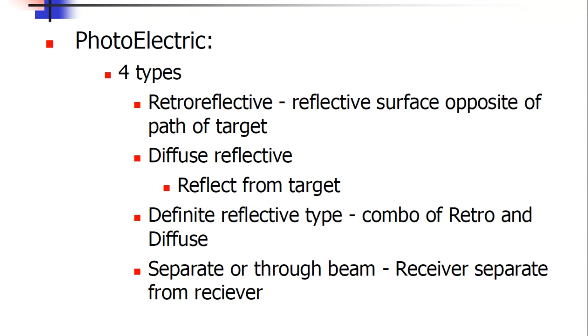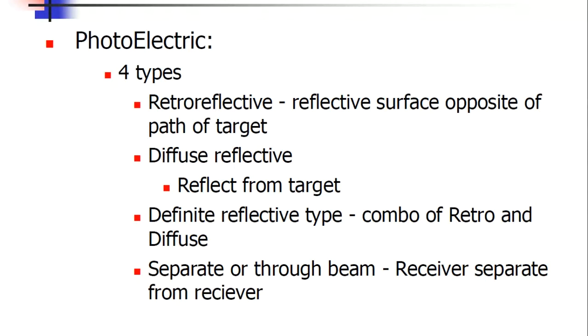Another one is called diffuse reflective. Diffuse reflective sends out a beam and expects that beam to be reflected back from the target when the target is there. In general, the diffuse reflective types don't have the distance range that the other ones do. With retroreflective, that part might be a foot away or maybe even several feet away.